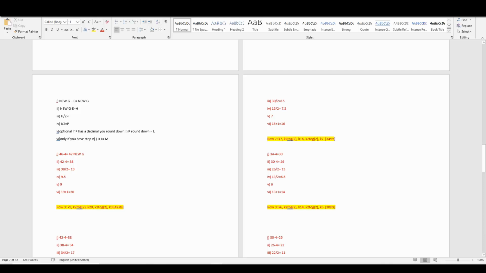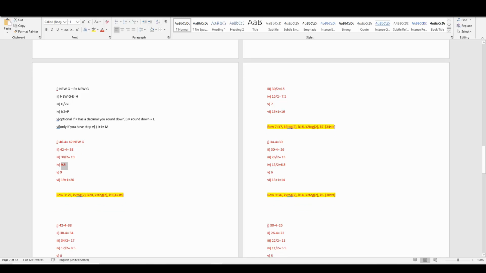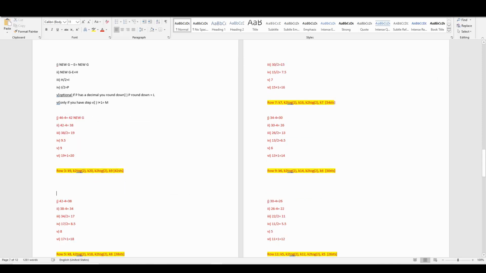H divided by 2, 38 divided by 2 is 19. 19 is I divided by 2 is P, so 19 divided by 2 is 9.5. 9.5 is a decimal, so we have to reduce it, so we have to apply step 5. 9.5 becomes 9, round down always. And then step 5b is take I, which is 19, plus 1, 1 is a fixed number always, equals 20. And that'll give us our new equation.